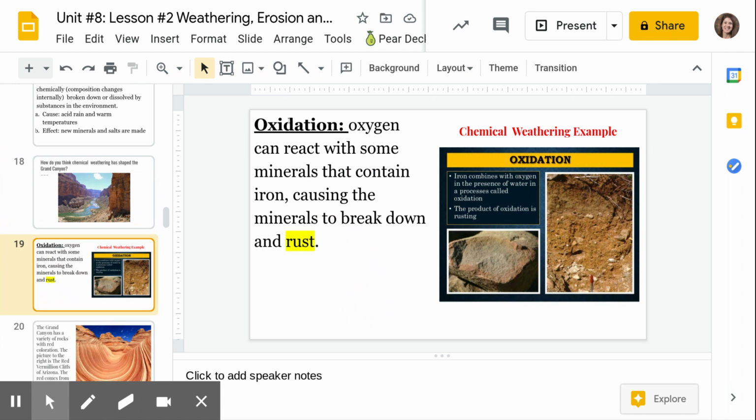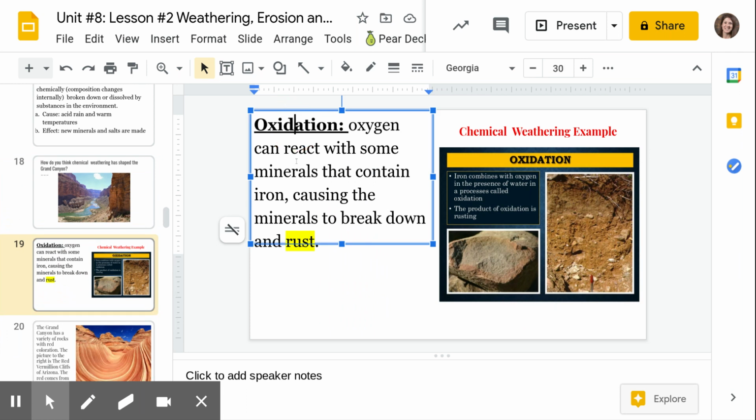So there's one process which is called oxidation. This is simply when rust is created. So oxygen, which is in the air, it's what we breathe in, can react with some minerals in rocks that contain iron, causing the minerals to break down and eventually rust. So if you find rocks that have red coloration in them, it's typically the mineral iron that has reacted with oxygen when there's been water present, and this leads to rusting.